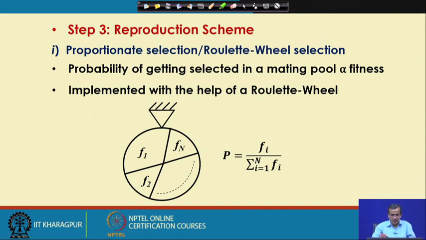Here the probability of selection is nothing but the individual fitness divided by the sum of all the fitness values for the whole population. So, the probability that the ith solution will be selected in the mating pool is f i divided by the summation of f i, where i varies from 1 to capital N. N is nothing but the population size.